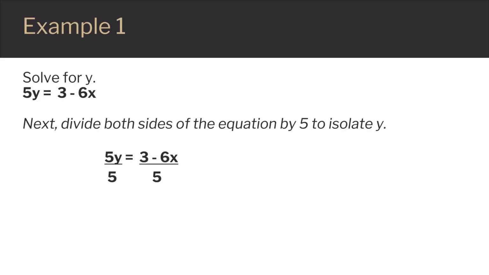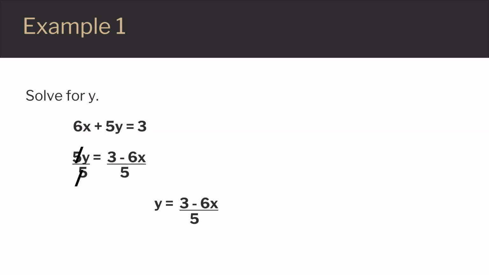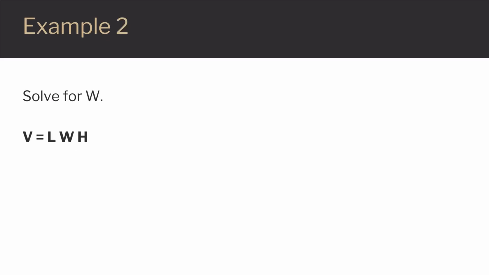We continue to isolate y by itself. The 5 is attached to the y right now by multiplication. So the next step is to divide 5y by 5. The 5's on the left side cancel, and we're left with y equals the quantity 3 minus 6x divided by 5. Now we have solved for the variable of y.